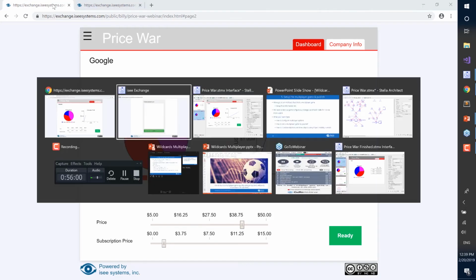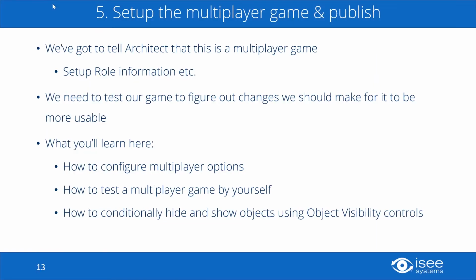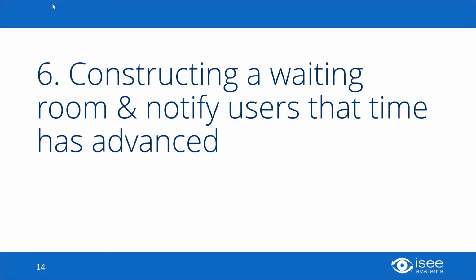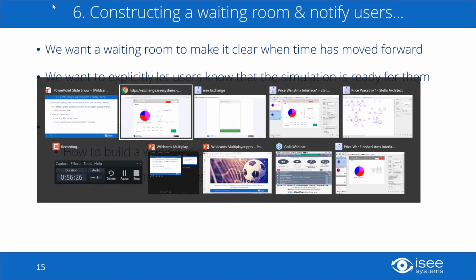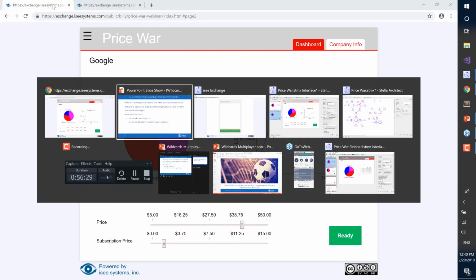So let's go back to the PowerPoint to see what we need to do to address these problems. What we need to do to address this problem is to construct a waiting room and notify users the time has advanced. So we want a waiting room to make it clear when time has moved forward. We want to explicitly let users know the simulation is ready for them to make decisions again. So you're going to learn how to build a waiting room and how to use simulation events to trigger messages. So let's go back into Architect and make that happen.